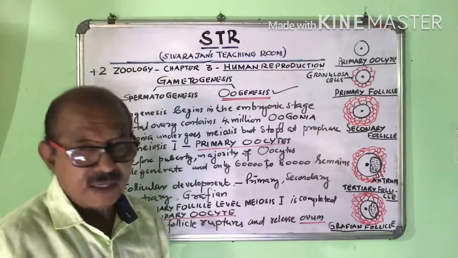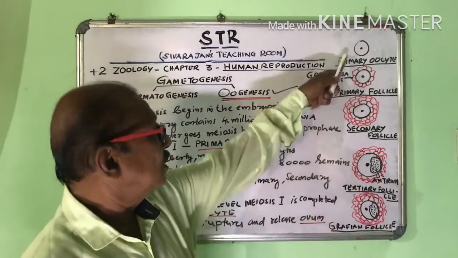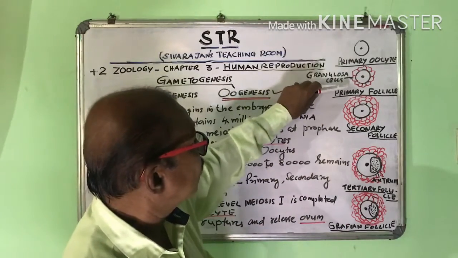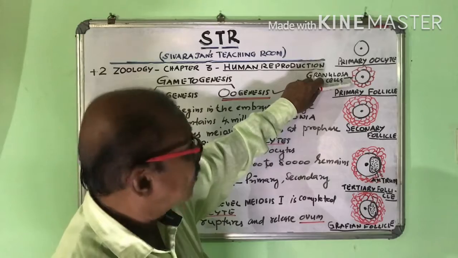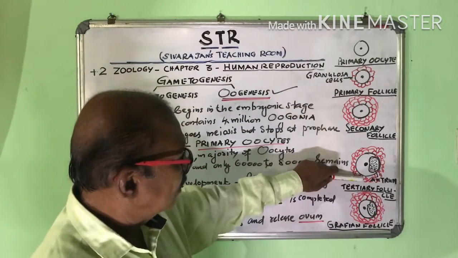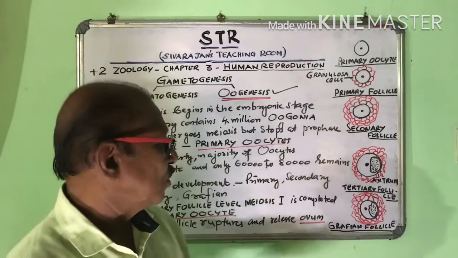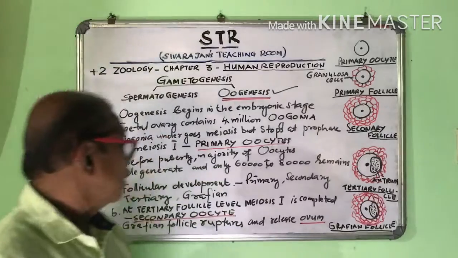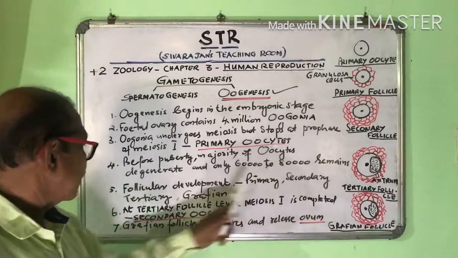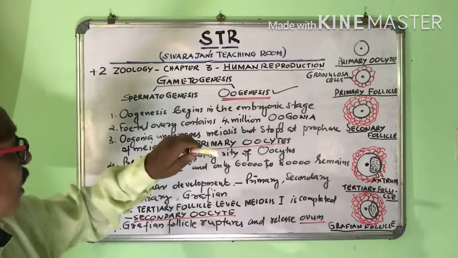Then the tertiary follicle matures into the Graafian follicle. So this is the developmental stage of the follicle. The primary oocyte becomes the primary follicle, then it becomes the secondary follicle, then the tertiary follicle. The tertiary follicle finally matures, or fully develops, into the Graafian follicle. So that is follicular development. The follicular development is primary, secondary, tertiary and Graafian. So I hope you have understood this. So what is oogenesis?